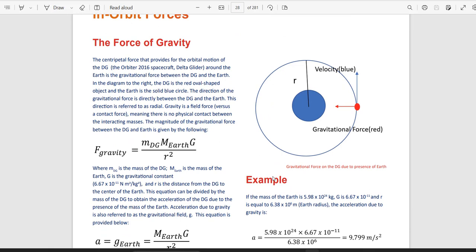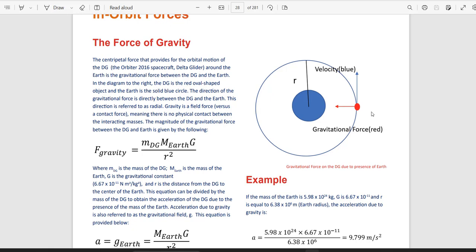The centripetal force that provides for the orbital motion of the Delta glider around the Earth, or any satellite or object around the Earth, is the gravitational force between the Delta glider and the Earth. So in this diagram, the Delta glider is the red oval-shaped object, and the Earth is a solid blue circle. The direction of the gravitational force is directly between the DG and Earth, Delta glider and Earth. So here's the direction of the gravitational force. This direction is referred to as a radial direction. Okay, it's between the two objects.